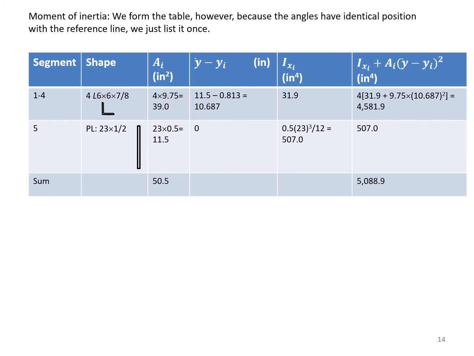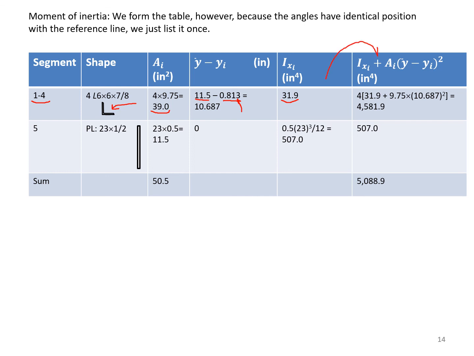We have 5 segments, we call them 1 to 4. Each of those is an angle, and therefore the total area is 4 multiplied by the area of one angle. Y bar minus yi is 11.5 minus 0.813. Where did I get this from? That came from the AISC table. And then the moment of inertia of the angle with respect to its own axis from the table is 31.9.